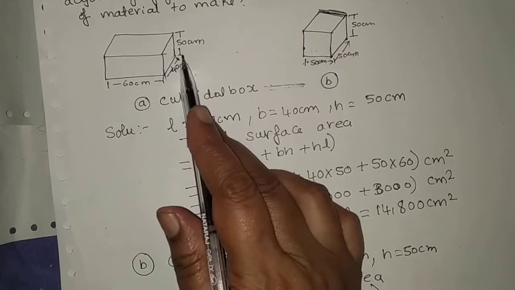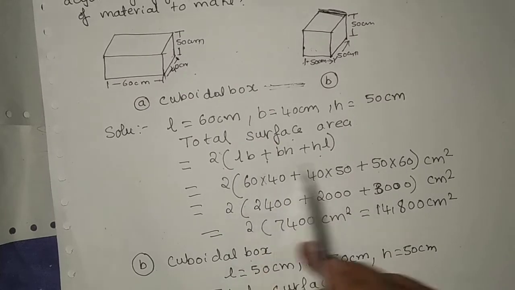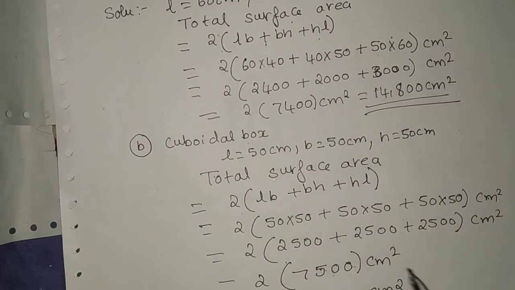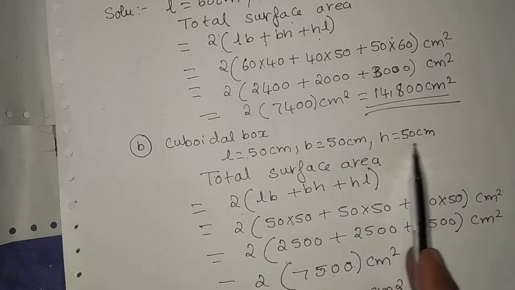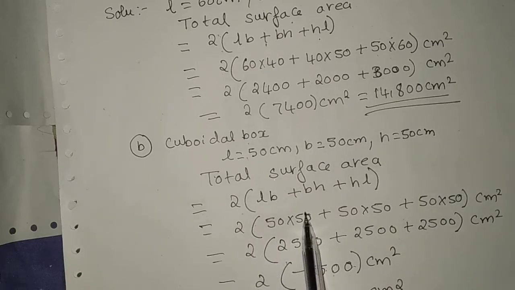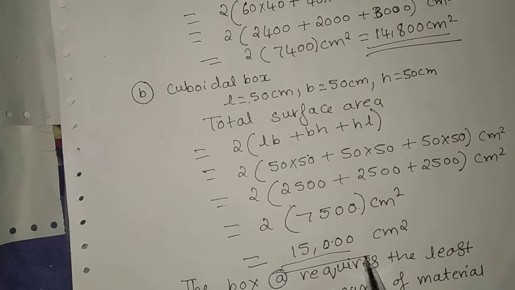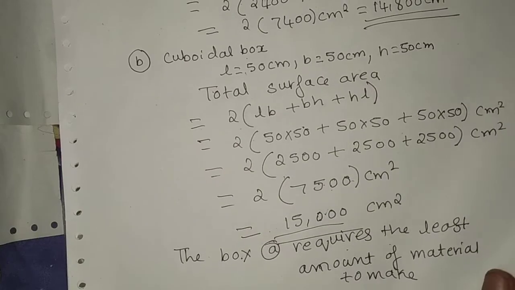They had given all the data, that is length, breadth and height. We substituted in the total surface area formula, and we got 14,800 centimeters square. Whereas in cuboidal box B, length, breadth, height are all given as 50 centimeters. Then we substituted in the total surface area formula and got 15,000 centimeters square. So the final conclusion is, box A requires less material to make. So this is the first problem.